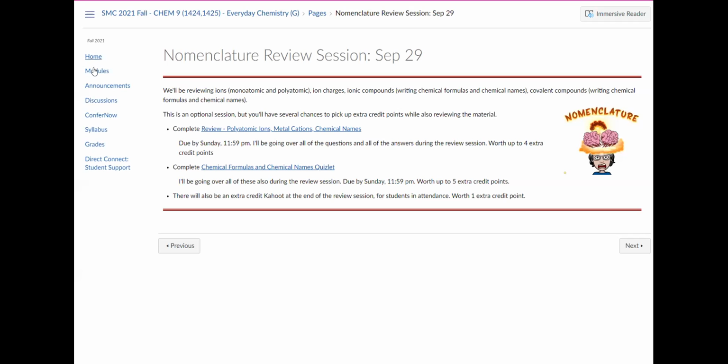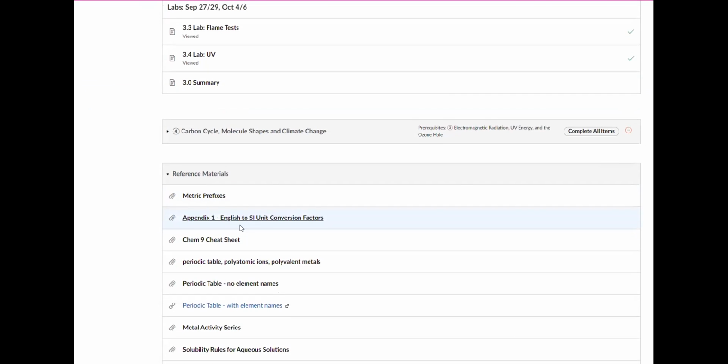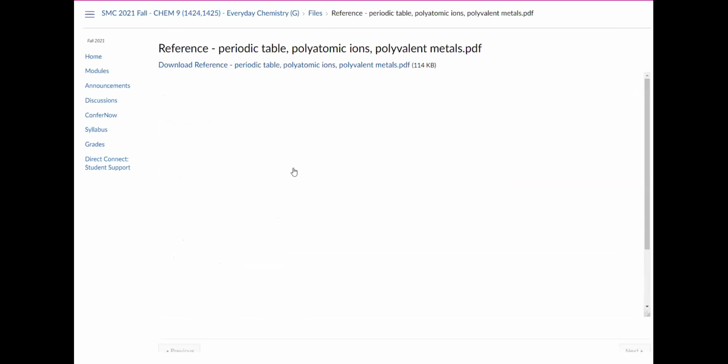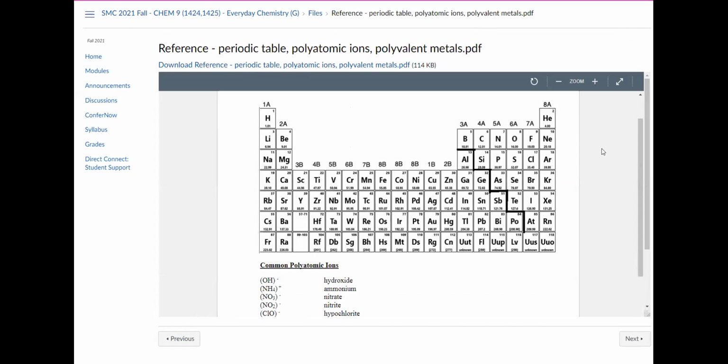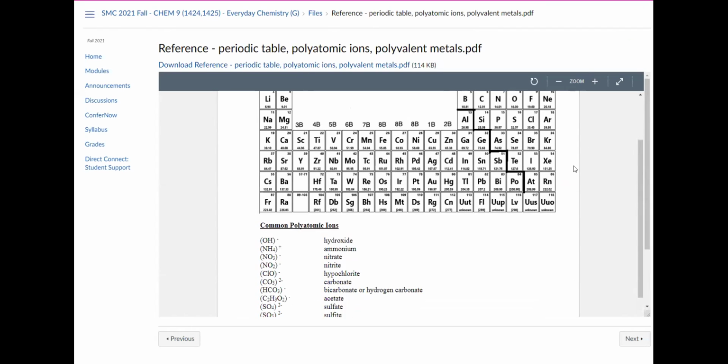So let me show you where you want to make sure you have this material, these reference materials. You want a periodic table, and this is the periodic table with the polyatomic ions and the metals that have more than one possible charge. So this is all on one sheet, and you want to have this sheet handy.